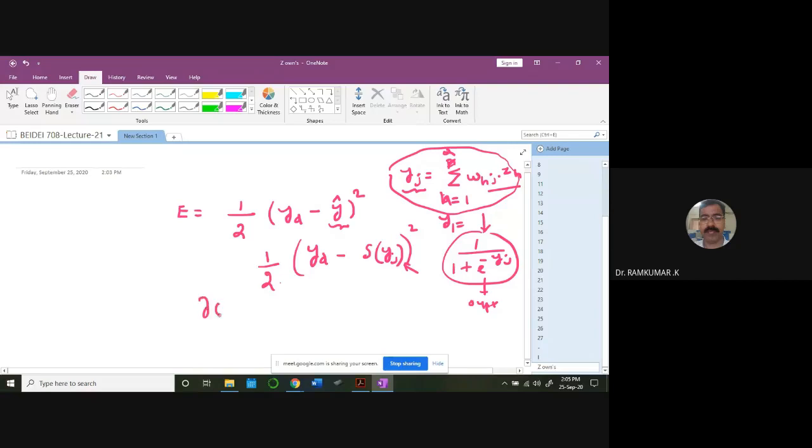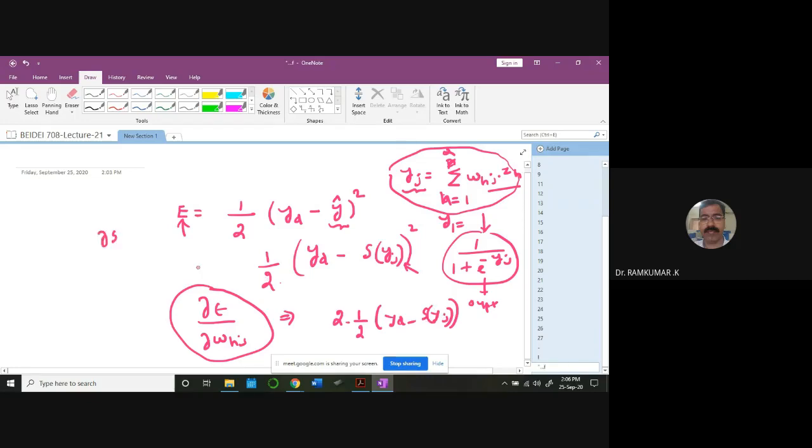We are finding out the derivative of this with respect to some w_hj. When you are finding it out, it is going to become 2 times, and you need to find the derivative of this: 2 times (y_d minus s_yj). We will be getting this term, then you will be finding the derivative of this. There is a minus here, so a minus will be there.